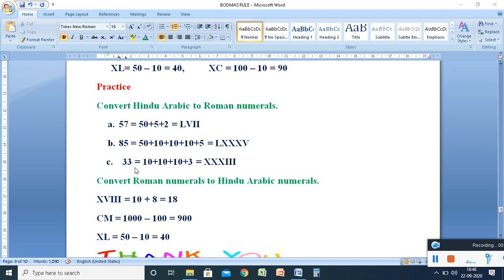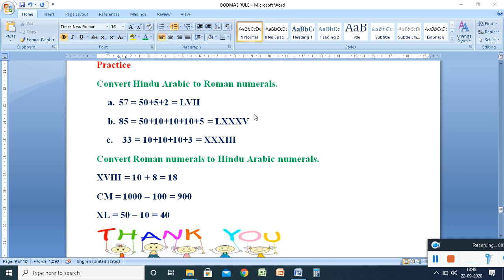Okay, we'll move on to the sums now. The first one: convert Hindu-Arabic to Roman numerals. So 57 is a Hindu-Arabic number that we are using. Now we have to convert this number into Roman numerals. So how can you convert this? Split the number first. The bigger value 50 is there, so 50 plus 7, and 7 can be split as 5 plus 2. So 50 is nothing but L, 5 is nothing but V, and 2 we already know is II. This is the way you have to write.